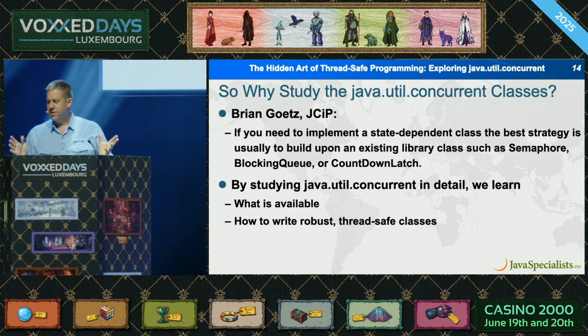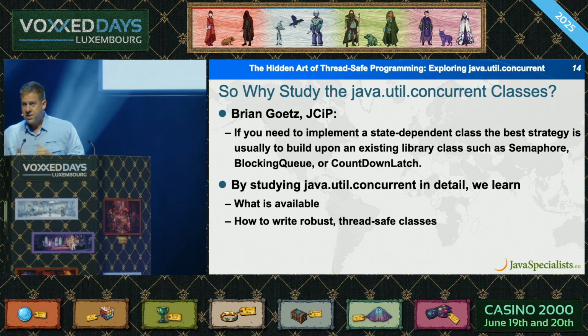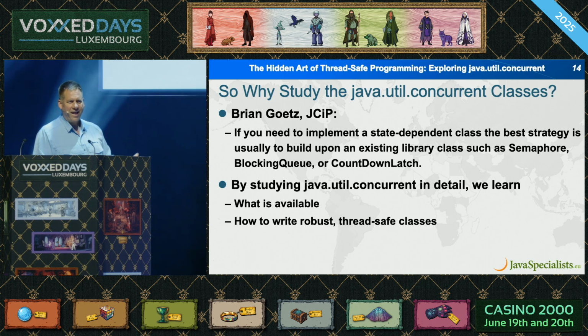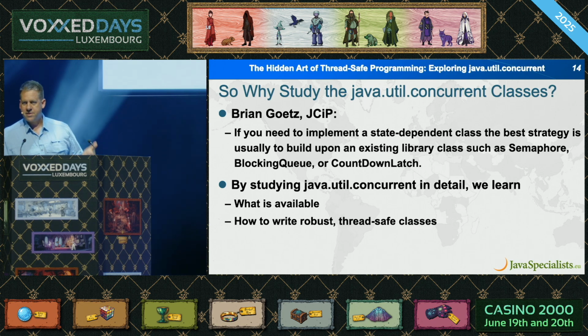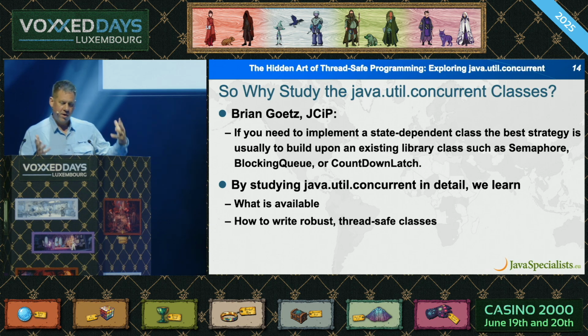And by studying the Java concurrent packages, we can find out, first of all, what is available that we can use to solve our problems. And then also, we can learn the techniques that are used to write robust thread-safe classes. So we learn both at the same time.